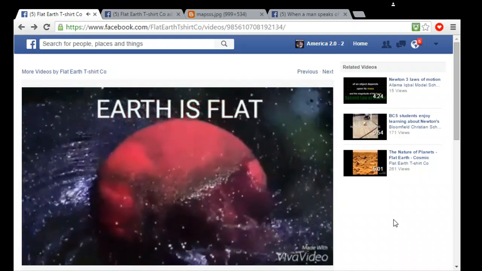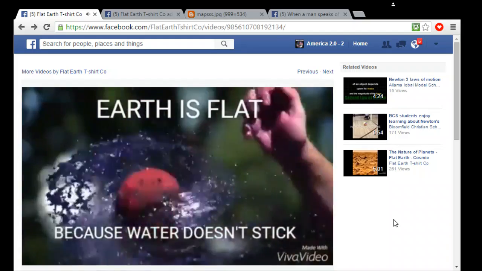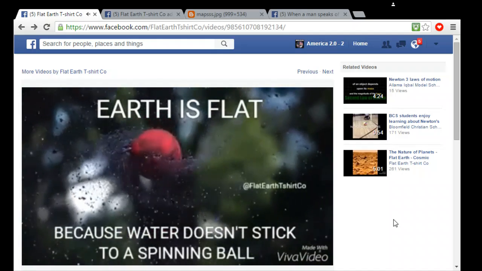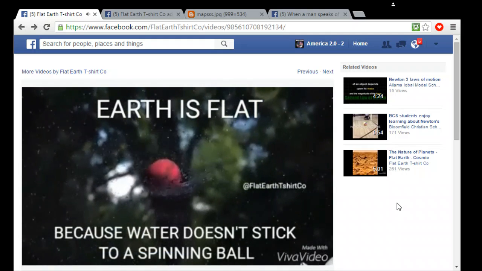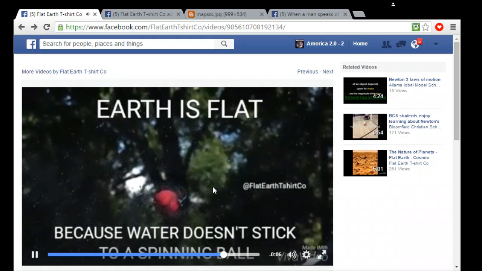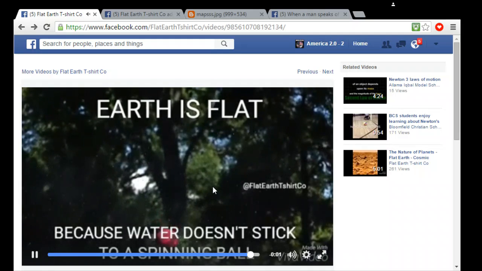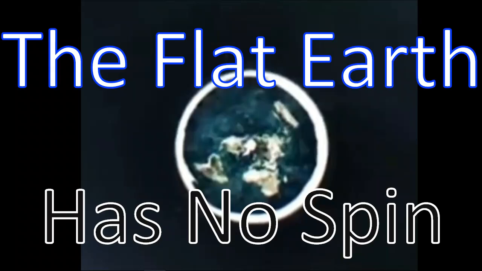The Earth is flat. Always has been, and water doesn't stick to a spinning ball. I know they use dye in the water, but it's still the same thing, folks. I mean, this is simple physics, simple science, folks. There's nothing to this. Absolutely nothing major to these concepts.